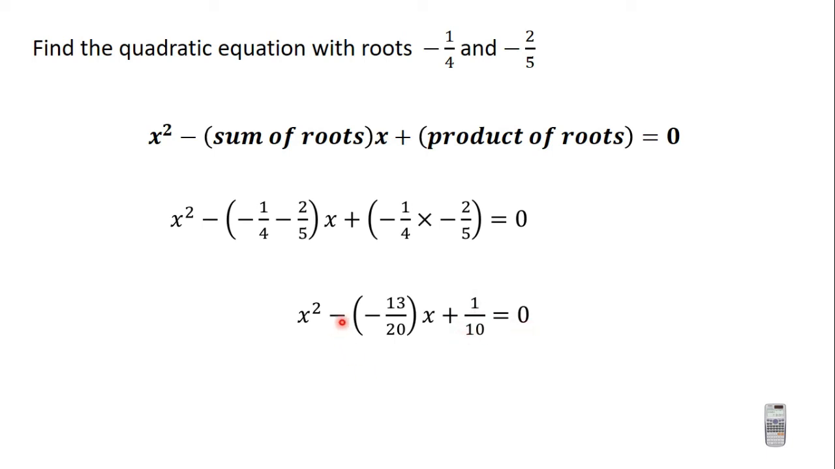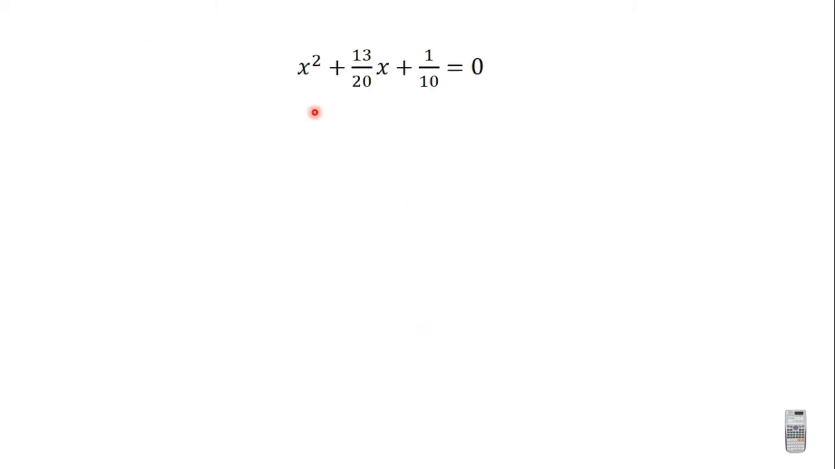We know that minus minus 13 divided by 20 x will give us positive 13 divided by 20 x. So our equation will become x squared plus 13 divided by 20 x plus 1 divided by 10 is equal to 0. We are going to multiply each term in this equation by the LCM of the denominators to remove the fraction. The denominator here is 20. The denominator here is 10. So the LCM is 20.